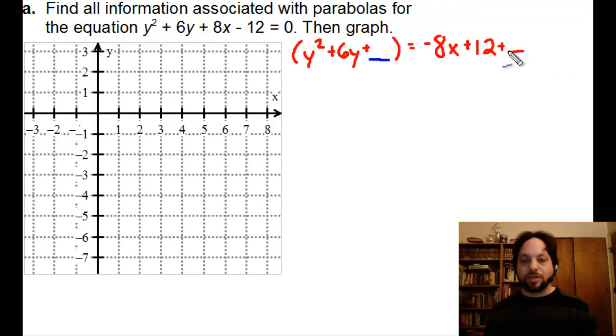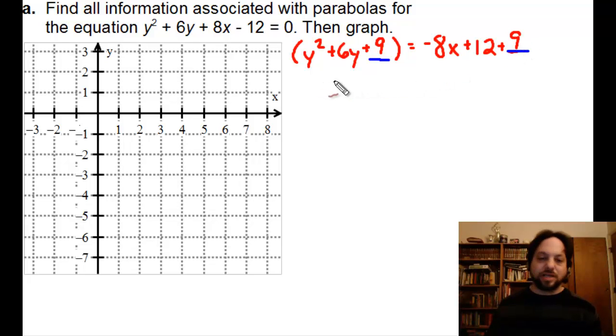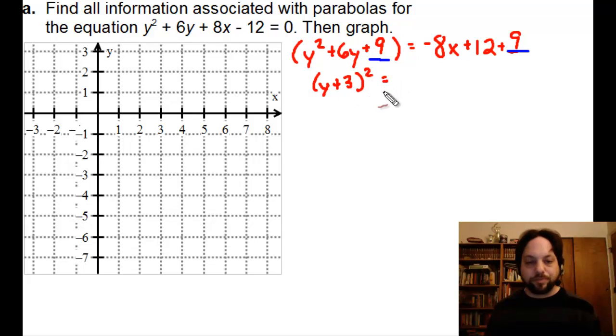So, that shouldn't be too much of an issue to complete this square. Hopefully you can tell real quick that I need a 9, that's half of 6 squared, would give us 9 here. So if I'm going to add 9 to the left, I better add 9 to the right. And let me go ahead and do some simplifying here. This will be y plus 3 quantity squared.